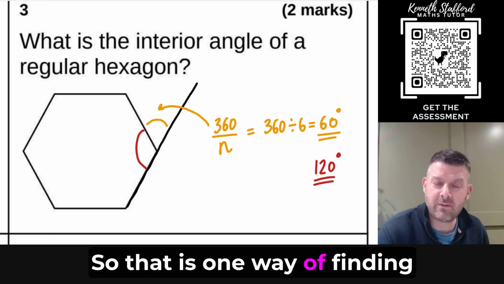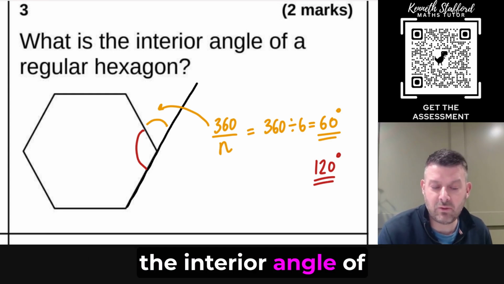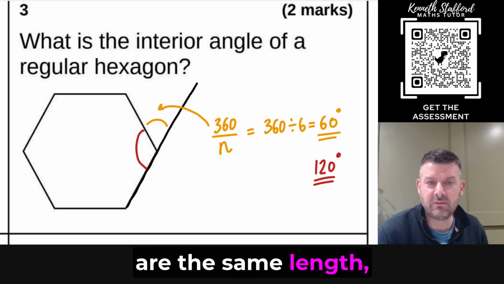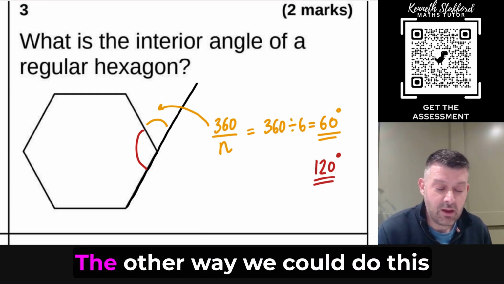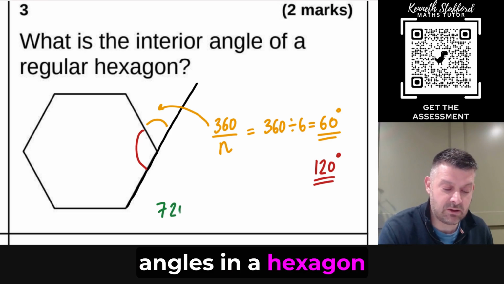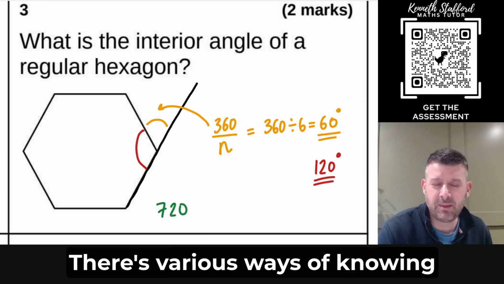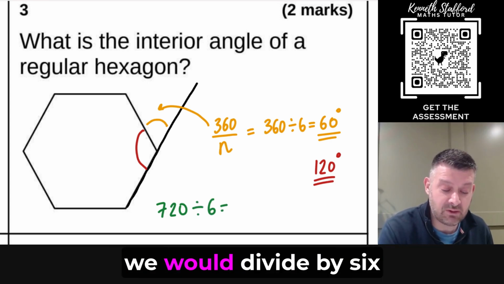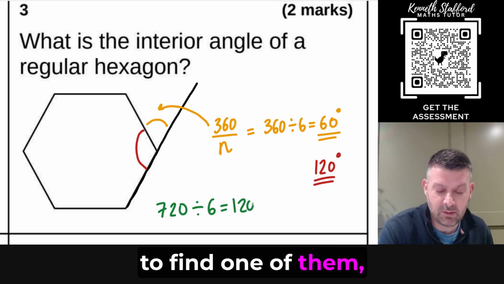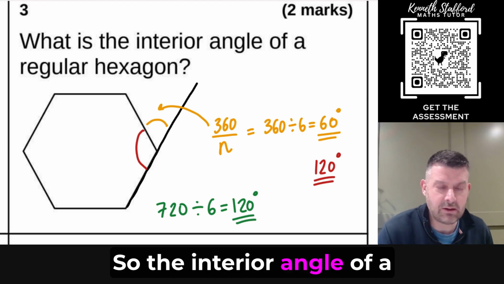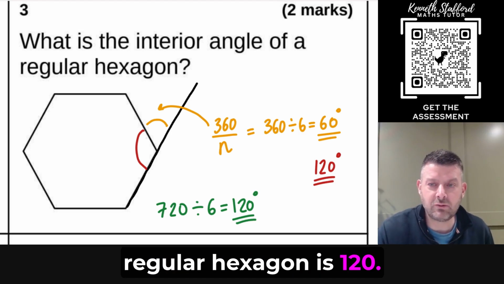So that is one way of finding the interior angle of a regular polygon. By regular, all the sides are the same length, all the angles are the same. The other way we could do this is we could know that all the angles in a hexagon add up to 720. There's various ways of knowing that or remembering that. And therefore, we would divide by 6 to find one of them. And we would also get 120. So the interior angle of a regular hexagon is 120.